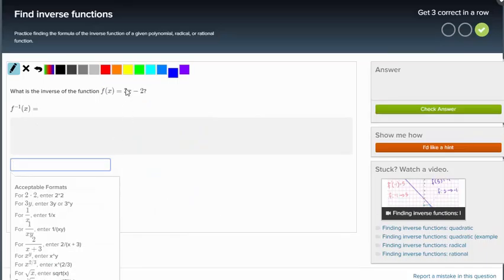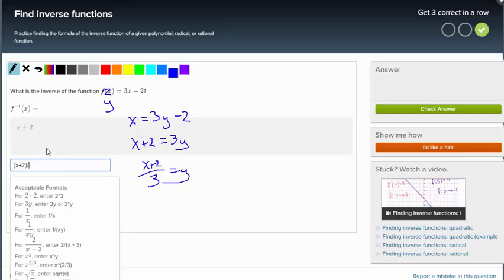Alright, this is going to be the easiest one you'll ever do in your entire life. Replace f of x with y. Swap the x's and y's, so now it becomes x equals 3y minus 2. Get y by itself. Add 2 to both sides. Equals 3y. Divide both sides by 3. X plus 2 over 3 equals y. That's it. Parenthesis for my top, which is x plus 2, divided by 3.